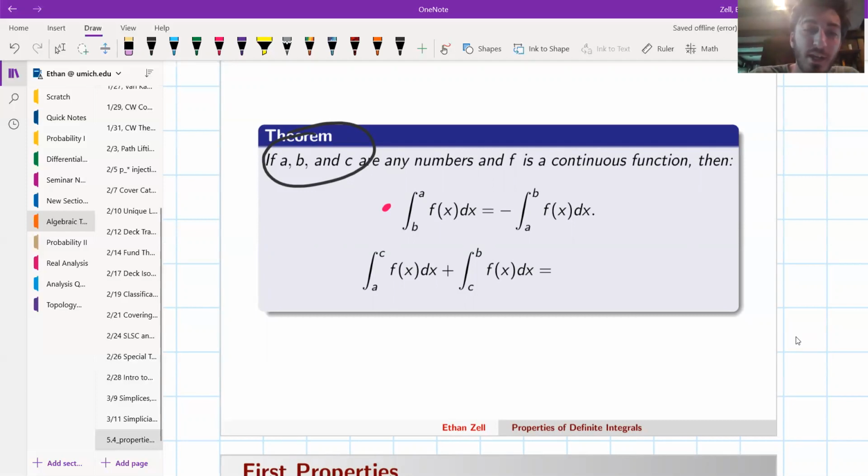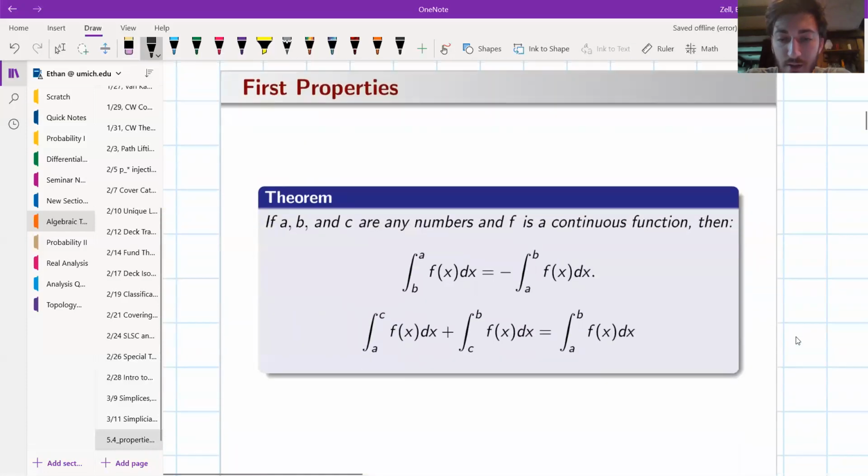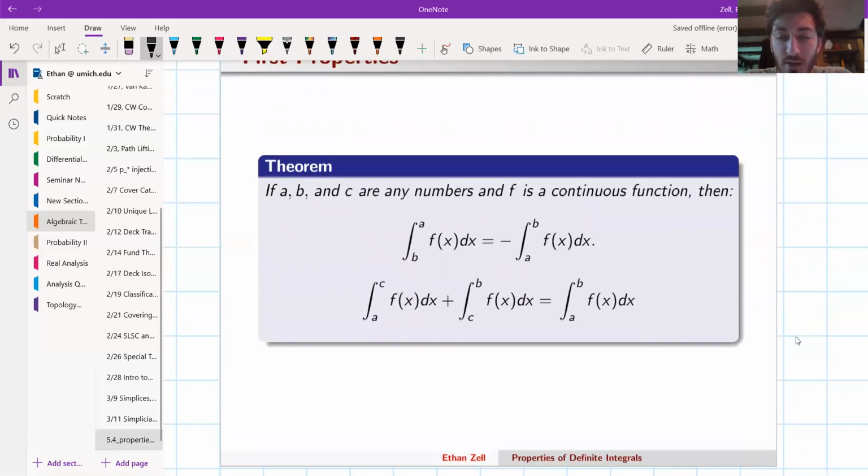And before we do a visual example, I'll give you the second property, which is just that if I'm integrating from A to C and then from C to B, and noticeably these C's line up, they're the same number, then that's just going to be the same thing as integrating from A to B our function again, f of x with respect to x. Okay. So that is the full statement of the first theorem.